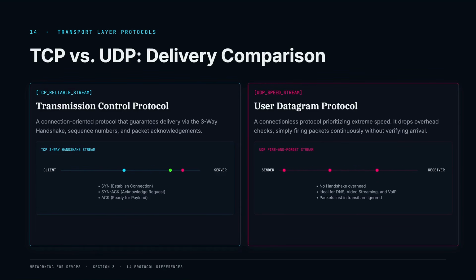But UDP we use for video calls where some data packets can be lost in between. You can see sometimes the quality may degrade and then it improves. So for that we can use UDP. For gaming we can use UDP. For live streaming we can use UDP.